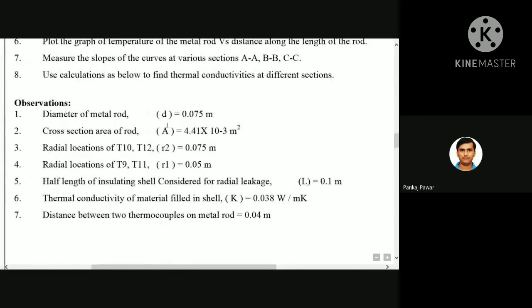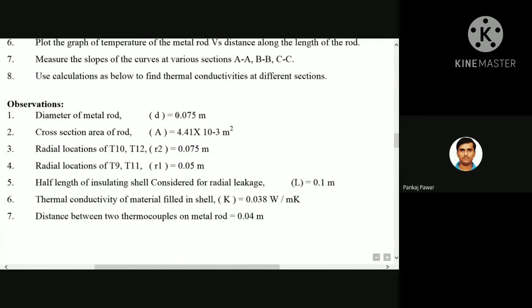These are the observations. 75 mm diameter of the metal rod. Then the cross-sectional area of that metal rod is given. Then they have given the radial locations of thermocouples T10 and T12, that is R2, radius given as 75 mm. Then the radial locations of the T9 and T11 thermocouples are also given to you, known values. Then the half length of the insulating shell considered for radial leakage.